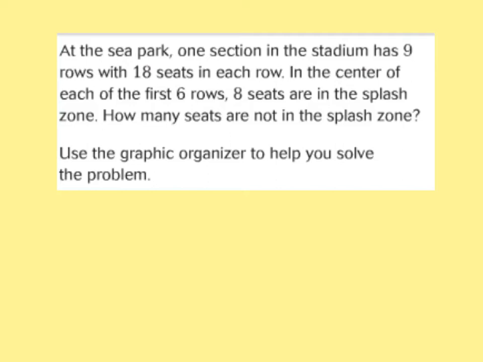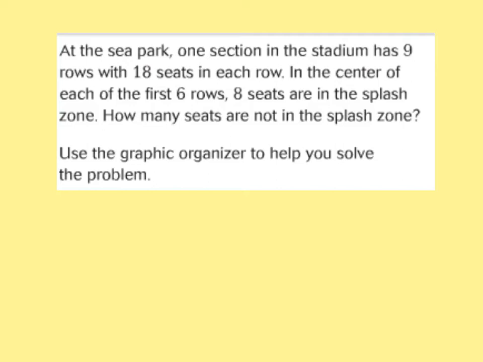At the Sea Park, one section of the stadium has 9 rows with 18 seats in each row. In the center of each of the first 6 rows, 8 seats are in the splash zone. How many seats are not in the splash zone?